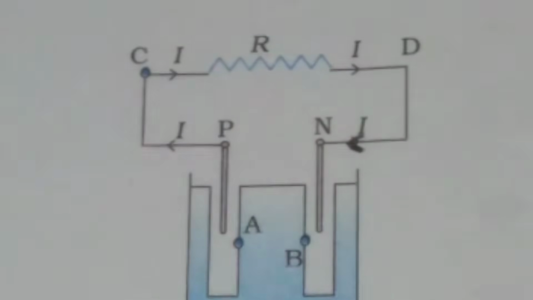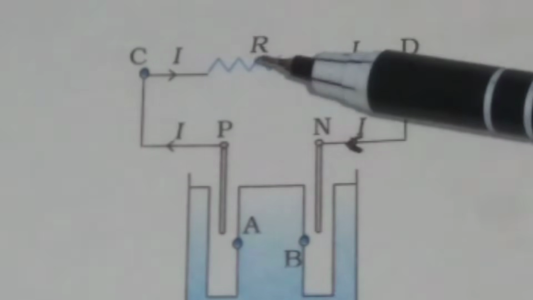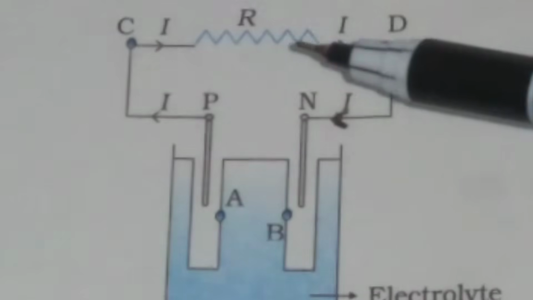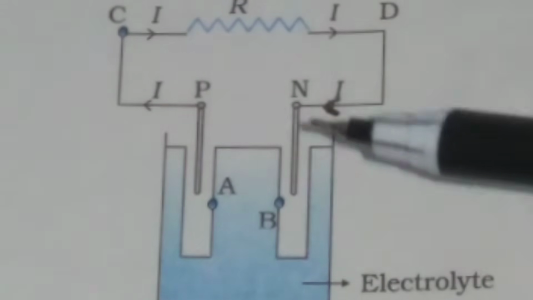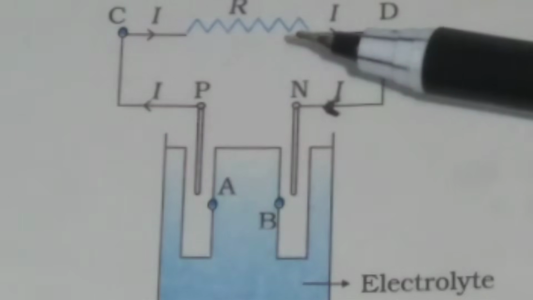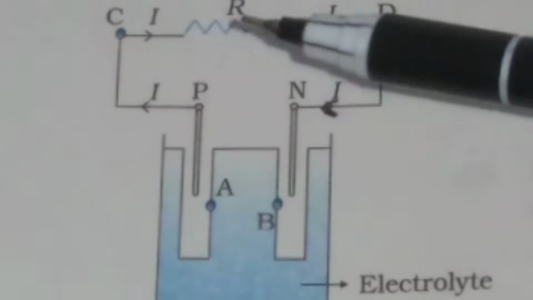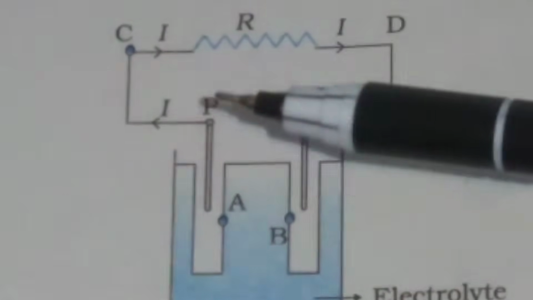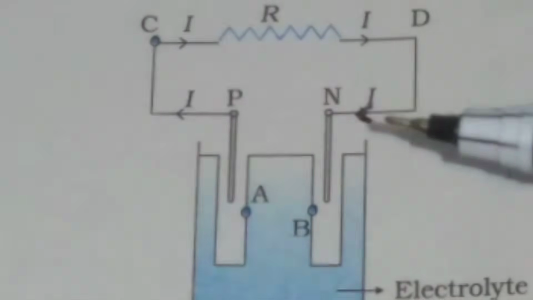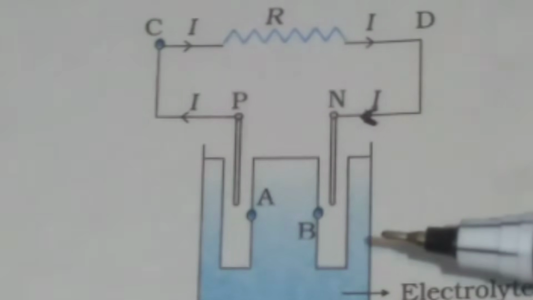When the external resistance is equal to infinity, very high, then no current will flow through the external circuit. So I is equal to V by R. When R is equal to infinity, then I will be equal to 0. No current will flow through this resistance R. Then what will be the potential difference between P and N? It will be equal to V, which is due to the electrolytic cell.